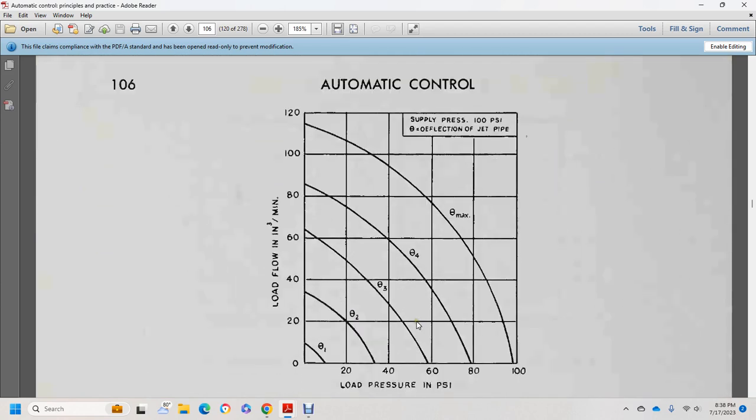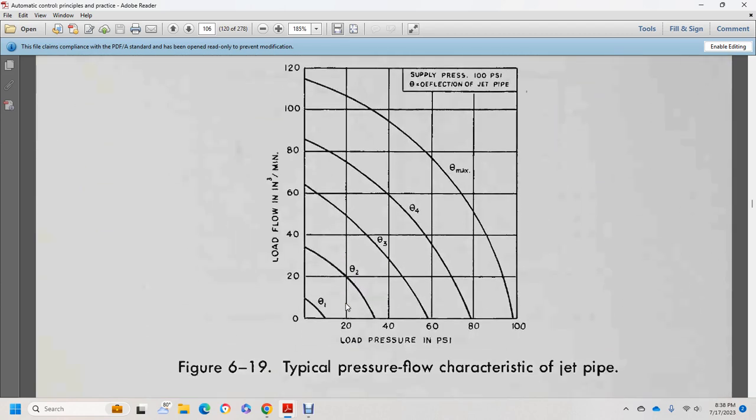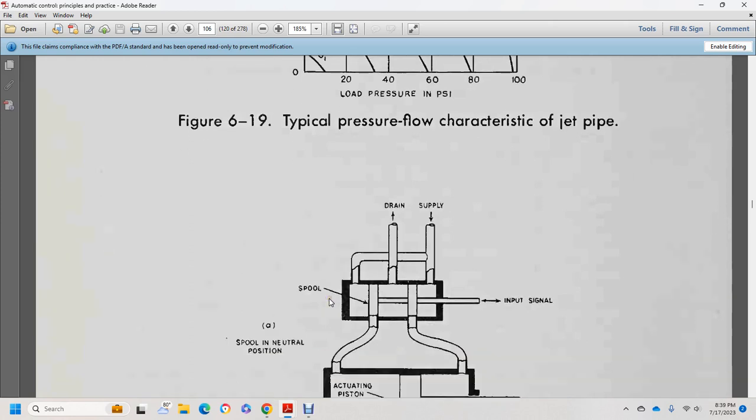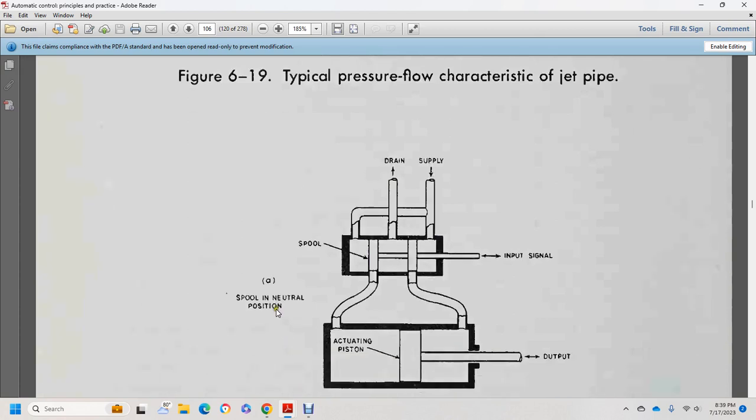It shows the load flow in cubic inches per minute against the load pressure in psi, with values 0, 20, 40, 60, 80, 100. The drain, supply, the spool, the input signal, and three ports and two tubes lead to the spool in the neutral position, and an actuating piston.